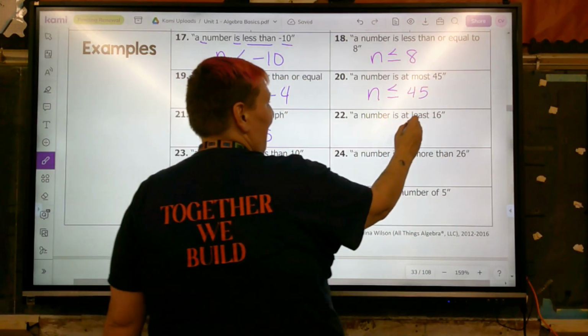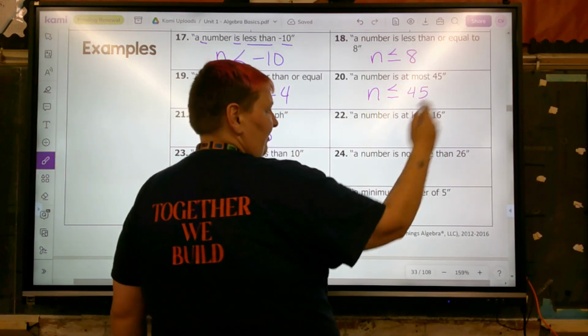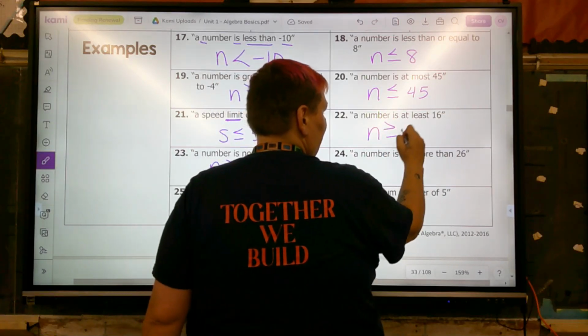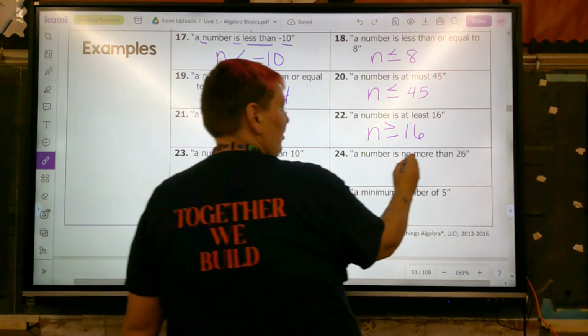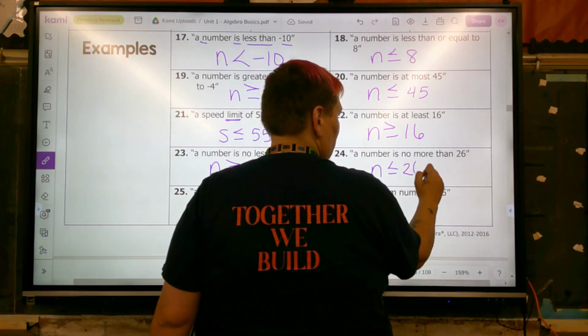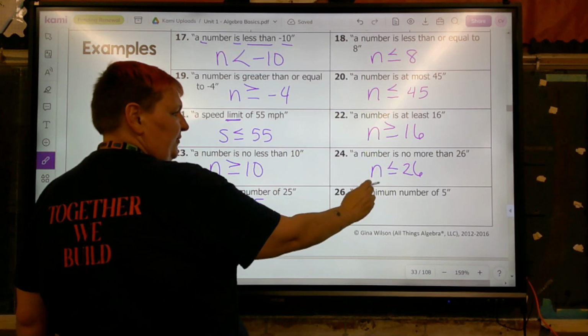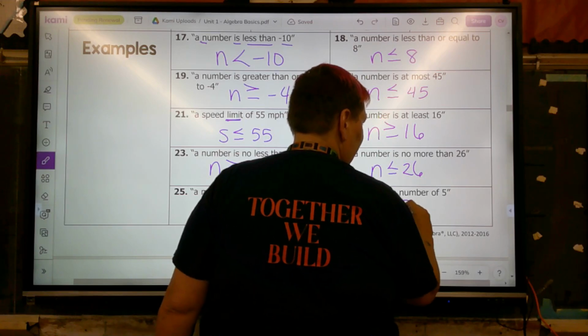A number is at least 16. So it's 16 or higher. So the number has to be greater than or equal to 16. A number is no more than 26. So a number has to be less than or equal to 26. A minimum number of 5. So the number has to be greater than or equal to 5.